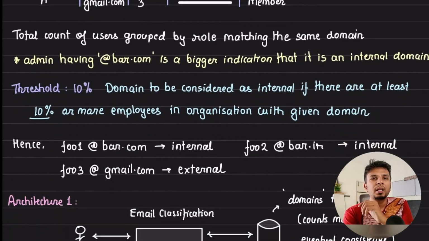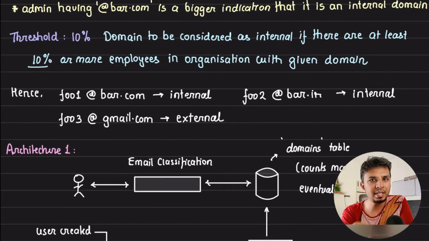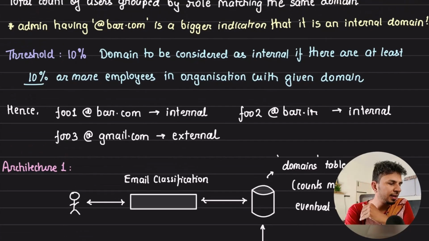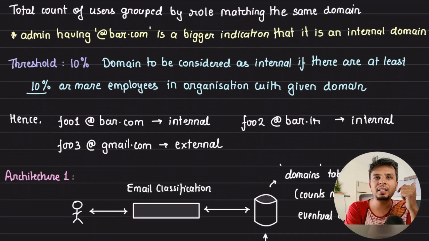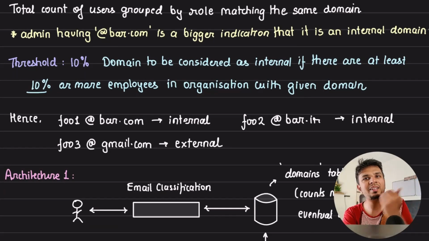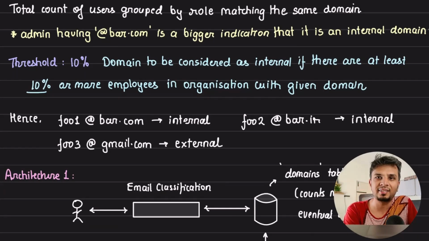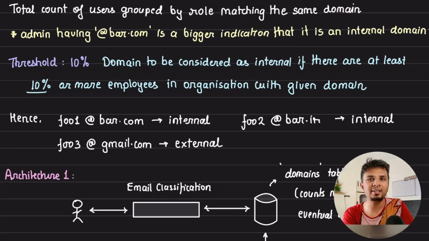So here, the idea is pretty simple. Given an email, you extract the domain out of that email and see where it holds. You see what percentage of people and role combinations have the same domain. If it is more than 10%, you consider it internal. If it is less than that, you consider it external. So 10% is a threshold that Slack internally maintains. Obviously, it's a tunable parameter.